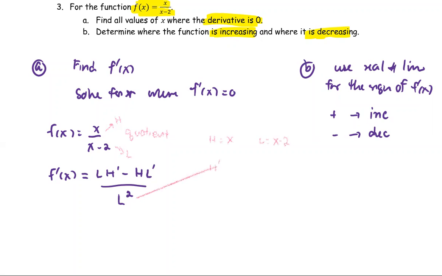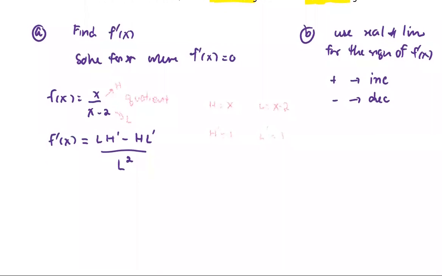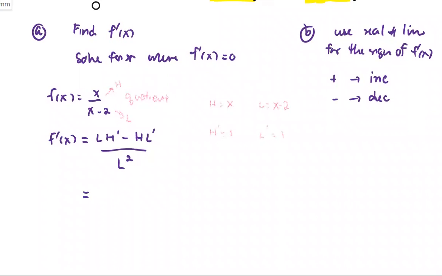The d high, which is the derivative of the high, is 1. The d low is the derivative of x minus 2, or 1, which is the same as the d high. And then we just replace the values into the formula for the quotient rule. The low, which is the quantity x minus 2, multiplied by d high, which is 1, minus high, which is the x, multiplied by d low, which is the 1, all divided by the low squared, which is the quantity x minus 2 squared.